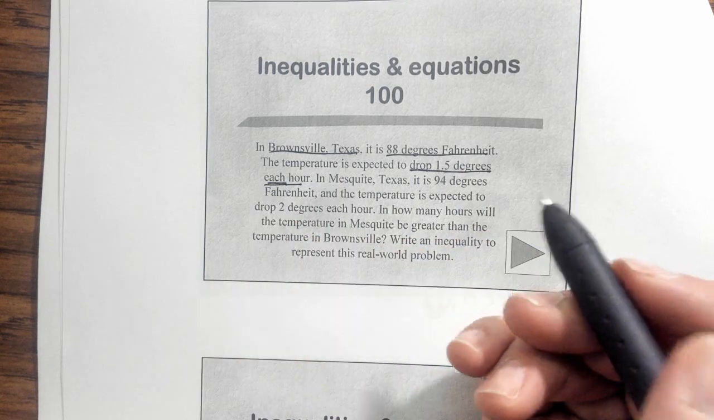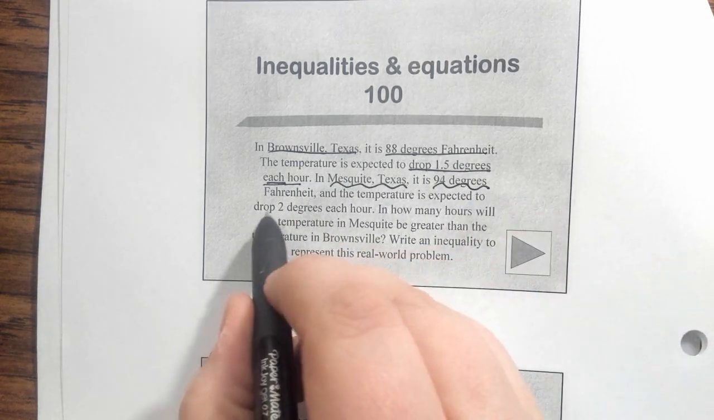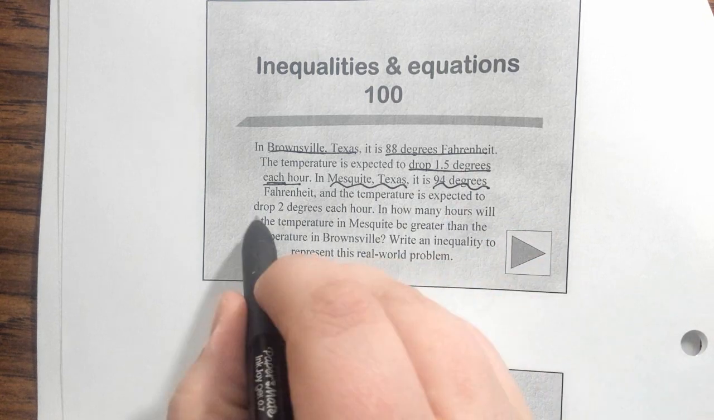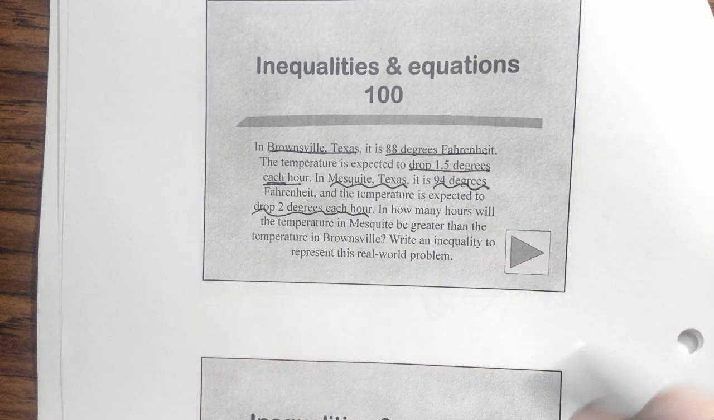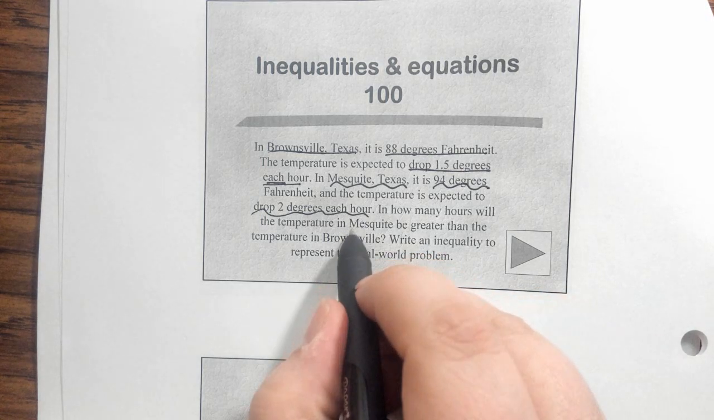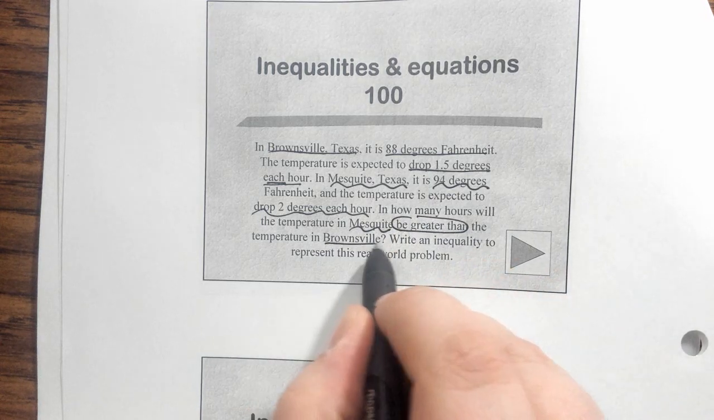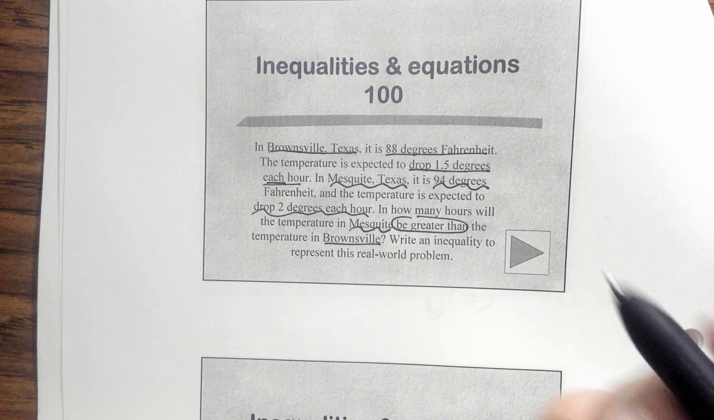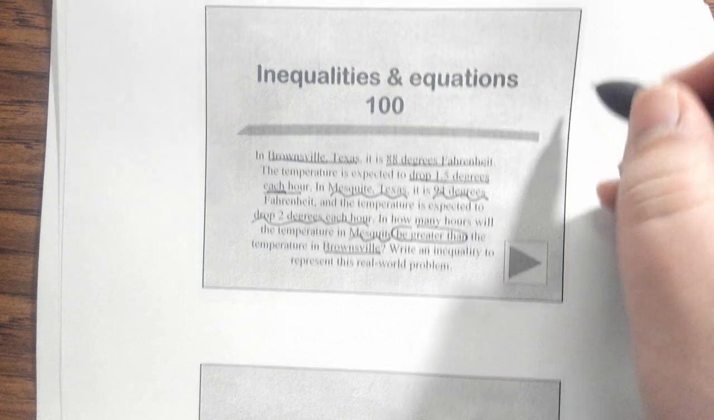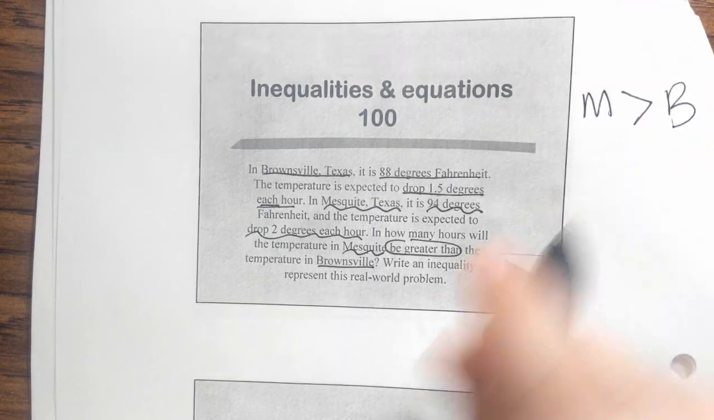1.5 degrees each hour. In Mesquite, Texas, it's 94 degrees, and the temperature is expected to drop 2 degrees each hour. We want to know in how many hours will the temperature in Mesquite be greater than the temperature in Brownsville. So we want Mesquite to be greater than Brownsville.